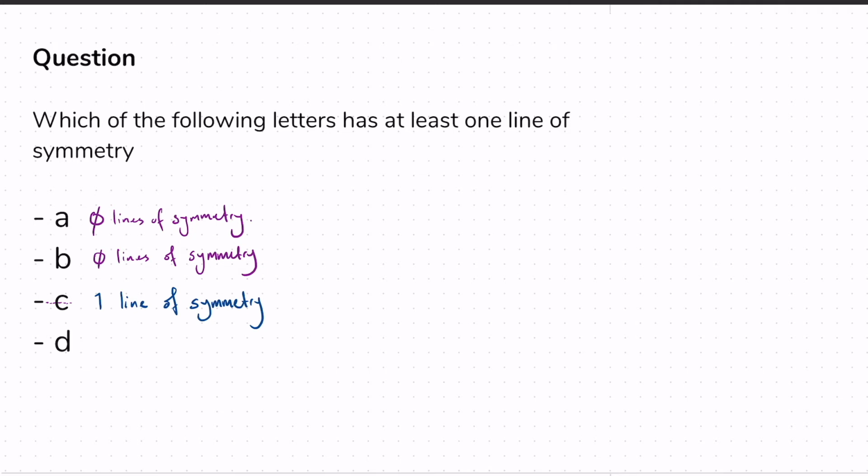And last but not least, D. Well, D is like B, but flipped over, right? So it's got the same lines of symmetry, it's just flipped over. So because B has 0 lines, D also has 0 lines of symmetry. So which of the following letters? C.